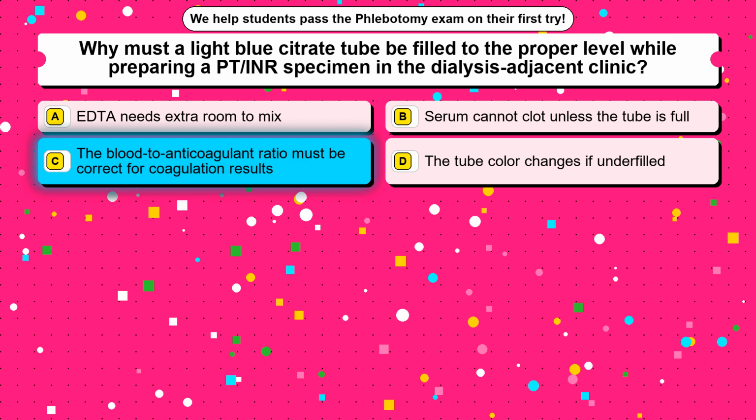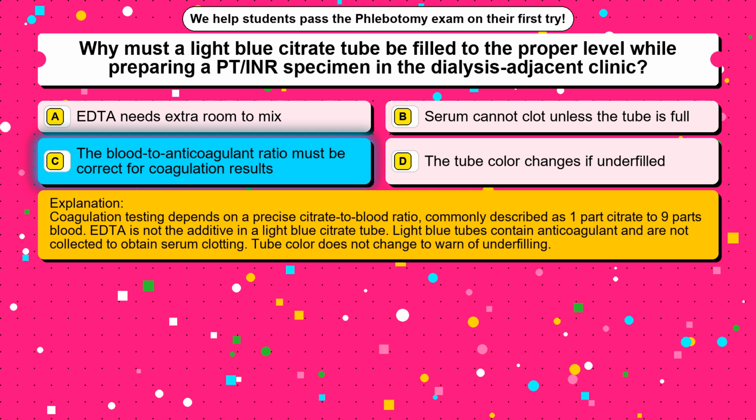The correct answer is option C, the blood to anticoagulant ratio must be correct for coagulation results. Coagulation testing depends on a precise citrate to blood ratio, commonly described as 1 part citrate to 9 parts blood. EDTA is not the additive in a light blue citrate tube. Light blue tubes contain anticoagulant and are not collected to obtain serum clotting. Tube color does not change to warn of underfilling.